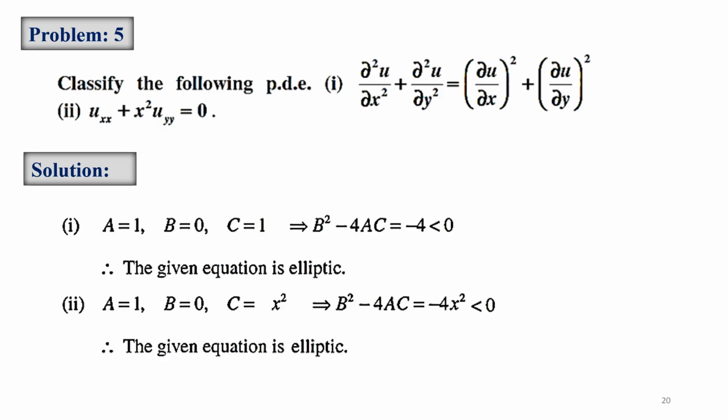So from here, a is equal to 1, b is equal to 0, c is equal to 1. So you will get b square minus 4ac less than 0. Then for the second equation, a is equal to 1, b is equal to 0, c is equal to x square. Find the value, then substitute the values, you will get an elliptic equation. That's it. Thank you.